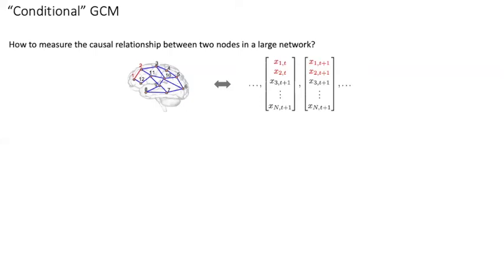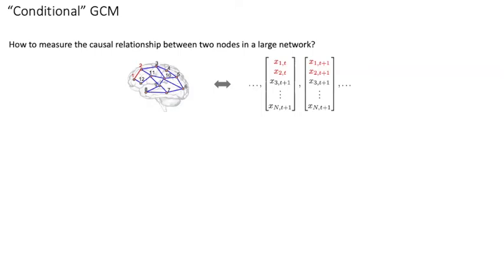But in the real case, we are not really concerned with pairwise Granger causality. We are looking at a large network. The brain can usually be separated into hundreds of regions. How do we quantify the information flow between two nodes in a large network?